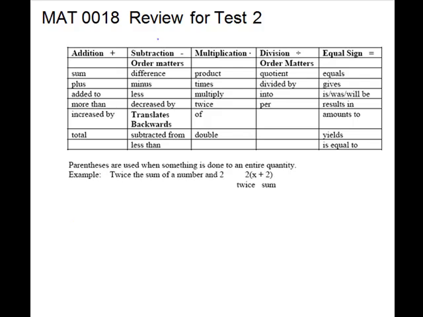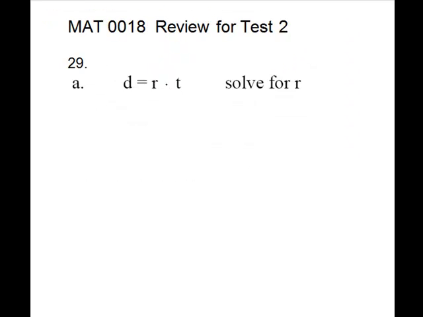Remember, your order matters with your subtraction and with your division. Watch out for the 2 subtract ones that go backwards. And our piece that's new, or our symbol that's new, is the equal symbol. So equals, gives, is or was, results in, amounts to, yields, is equal to. All of those give you the equal symbol, and that will help split your problem up if you see that it's an equation. We'll look at just a couple of easy solve problems for a formula.